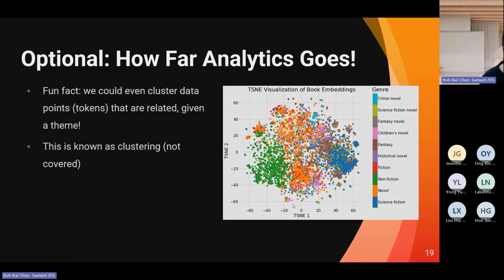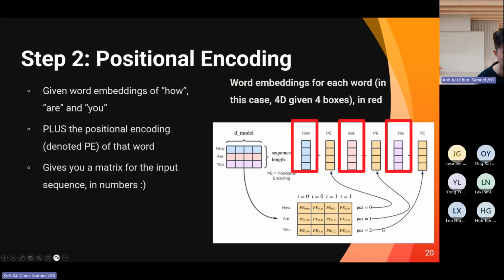So moving on, you don't go into depth on that. You go through positional encoding instead. Positional encodings are given along with word embeddings of the words how, are, and you, plus the positional encoding, denoted PE, of that word, right? Only when given these two are we able to give a matrix for the input sequence in numbers. We are able to describe the input sequence correctly, as in how these numbers are supposed to describe the sentence.